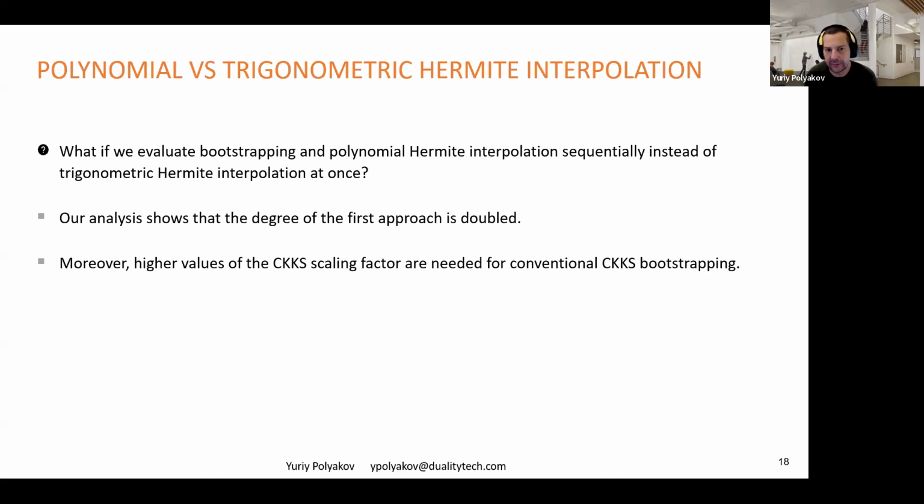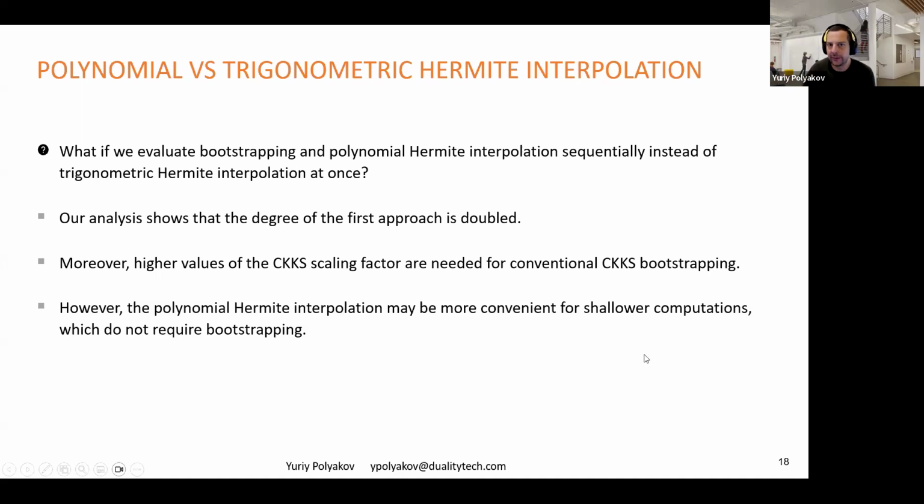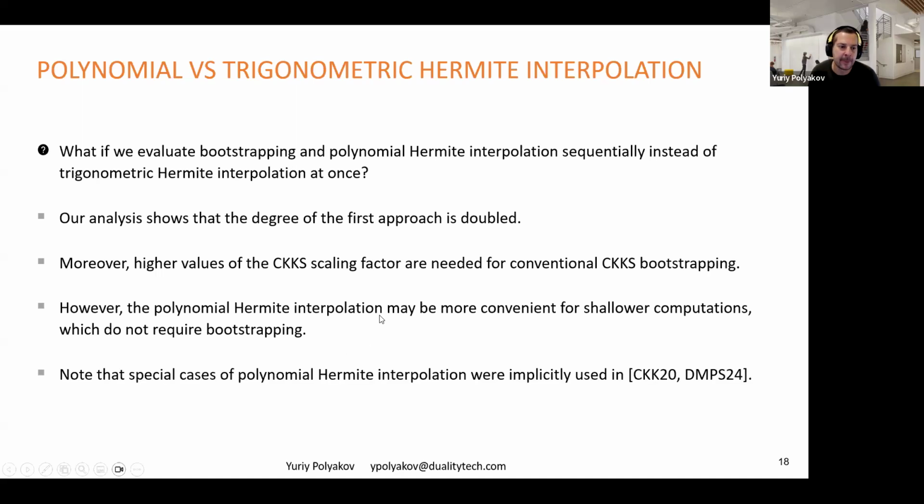And our answer is that in scenarios with bootstrapping, the trigonometric Hermite interpolation, that is the functional bootstrapping approach, will be more efficient. Of course, there are situations where we may not deal with deep computation, and we may not need bootstrapping. Then, of course, the polynomial Hermite interpolation would be a very reasonable option with a reduced requirement.